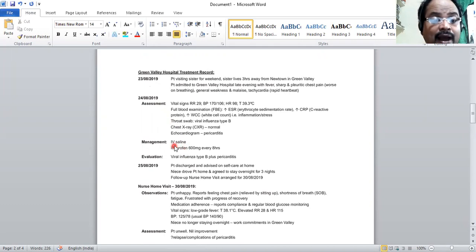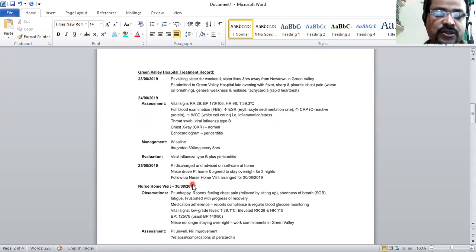She was treated with Brufen and IV saline. So we can just say that she was treated conservatively. We didn't have any antiviral drugs or anything like that. After 2 days, on the 25th, she was discharged home for self-care, and she was advised to have a follow-up visit from a nurse. The nurse who is visiting her is you. That was on the 30th, which is today.